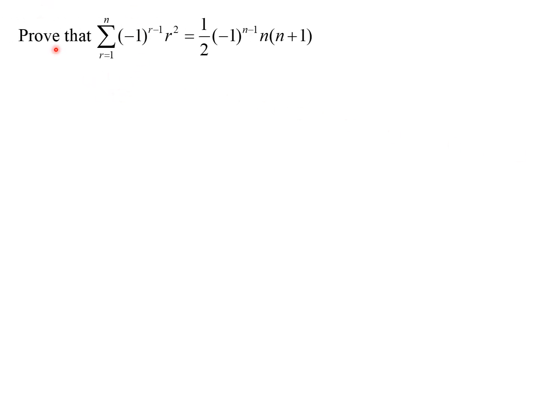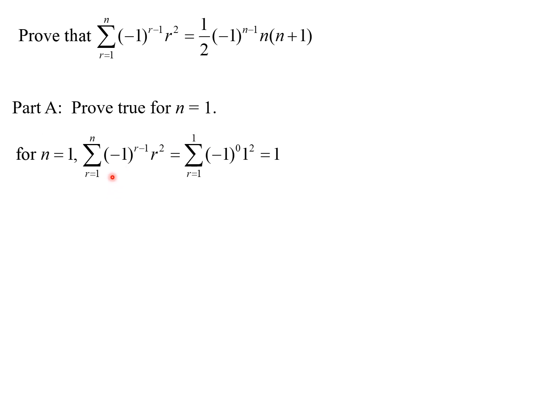So next, there's the next example of induction. Prove that the sum from 1 to n of negative 1 to the power of r minus 1 multiplied by r squared is equal to the function on the right. Okay, so this one is also proved by induction, so you need to use the 3 successive values of n being 1, n being k, and n being k plus 1. So what you need to do here is prove true for n equals 1. You substitute 1 into both sides, the left and also the right.